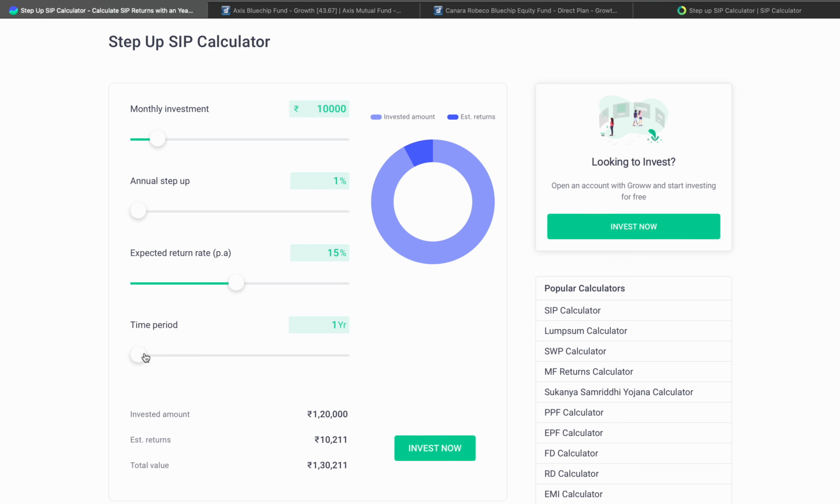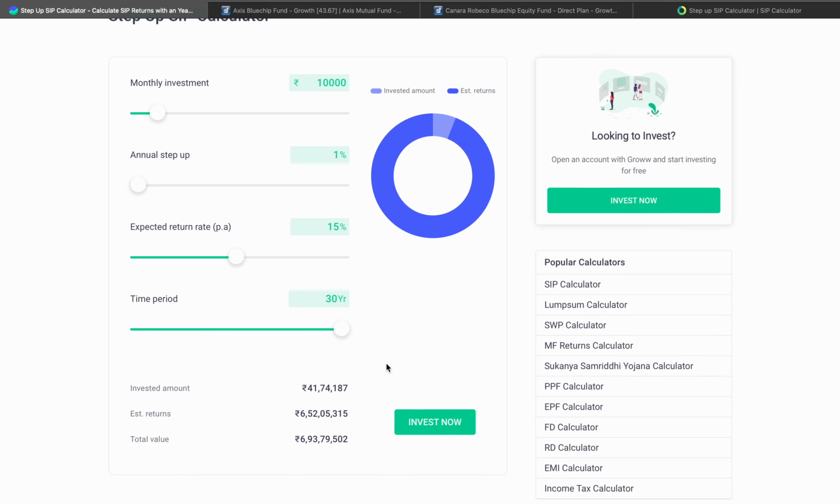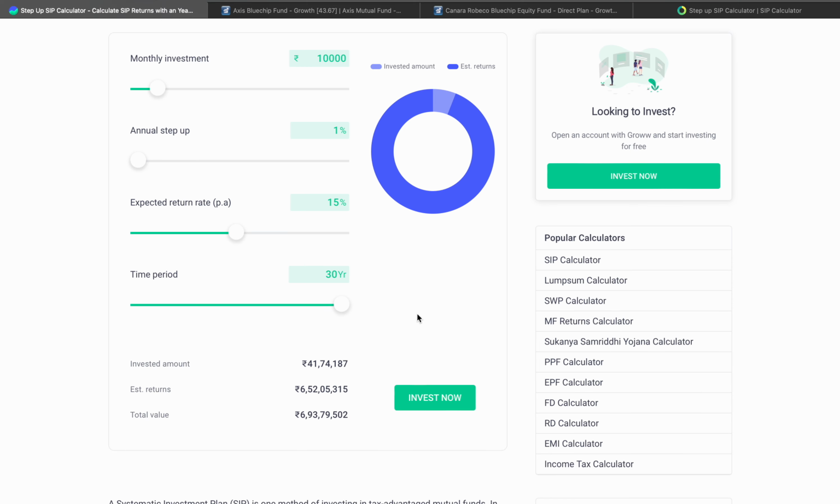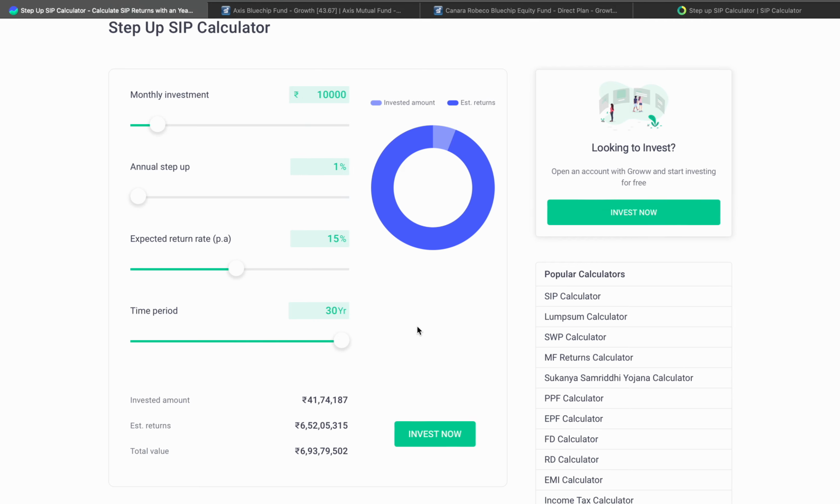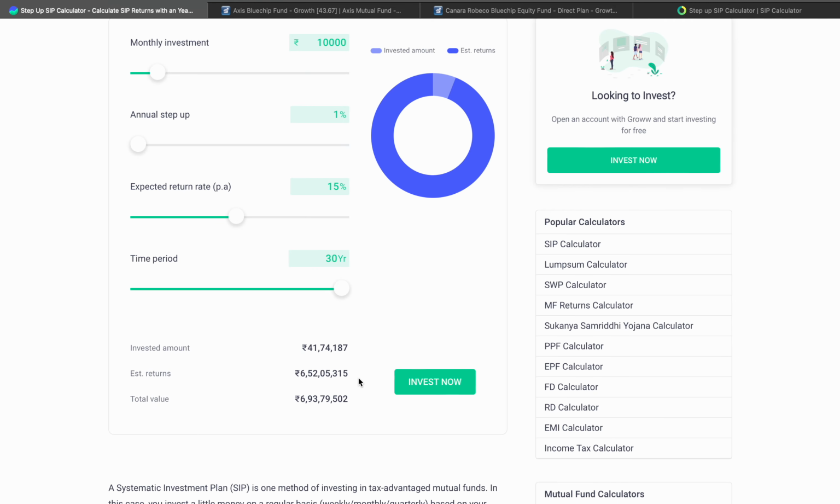And mutual funds are basically a long term investment plan, as I mentioned. Let's consider we are currently 30 years of age and we're planning for our retirement. So I'll make it 30 years. That would be 60 years, time for our retirement. So what would be the corpus that we would be building? Our corpus would be around 6.9 crores.